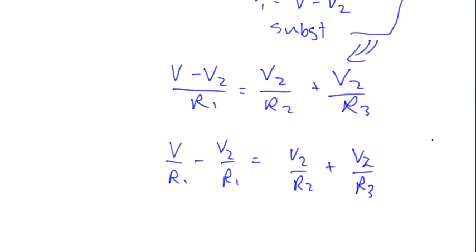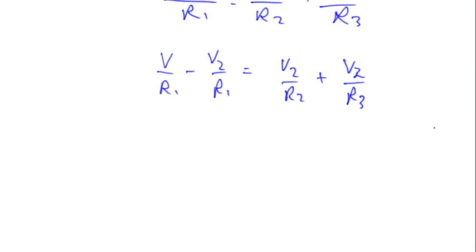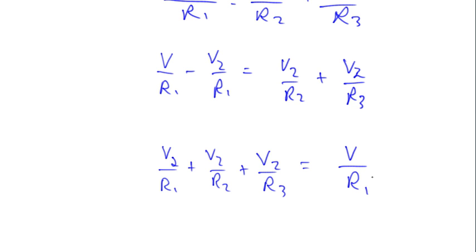And now I get all the V2s on one side of the equation, everything else on the other. So I take that V2 over to that side. I got V2 over R1 plus V2 over R2 plus V2 over R3 equals V over R1.